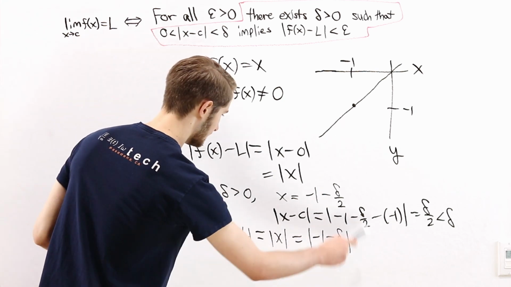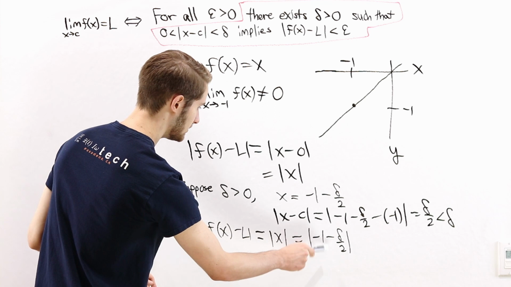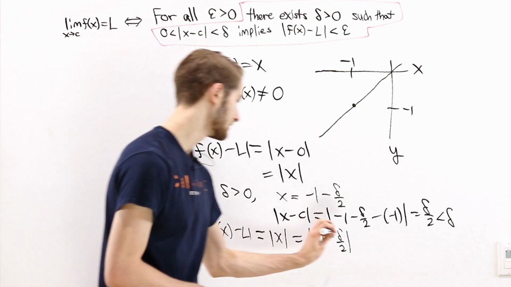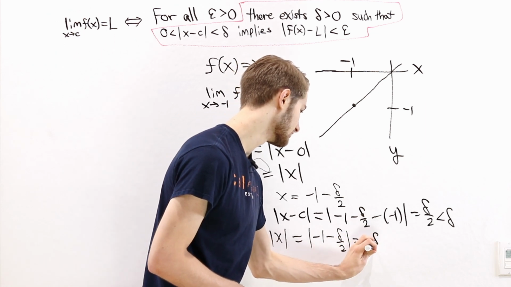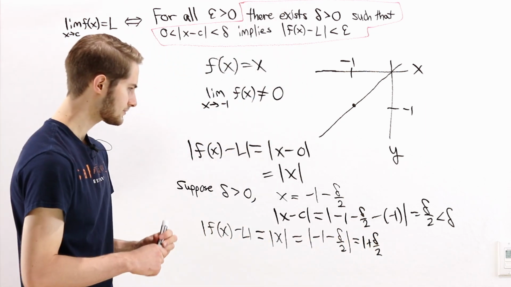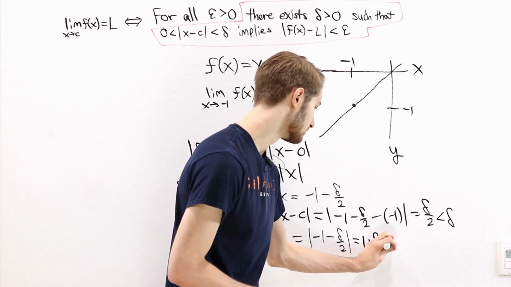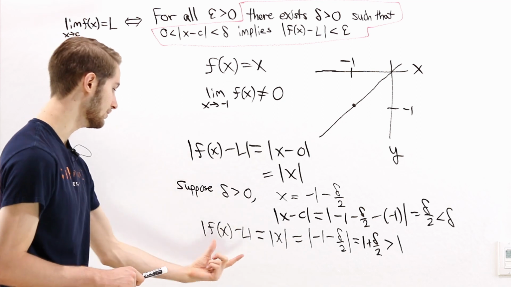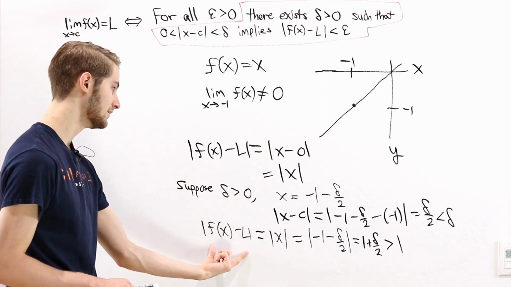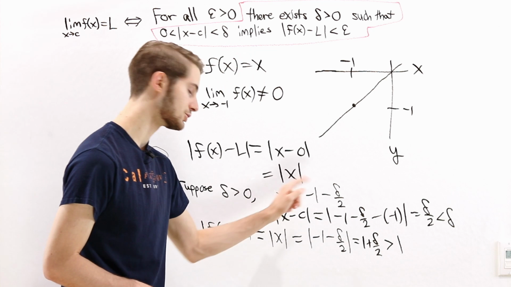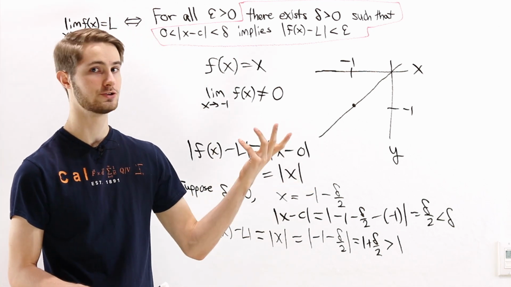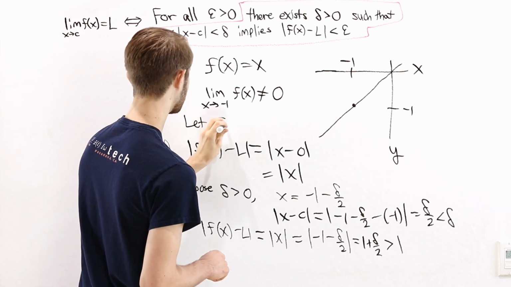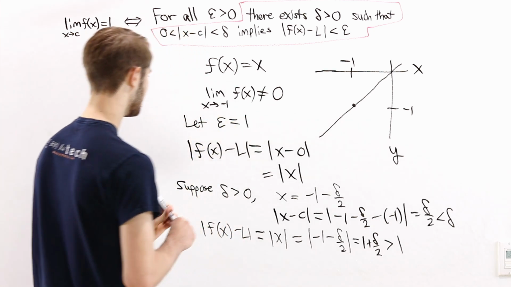Well, this thing right here, the absolute value of -1 minus delta over 2. Because delta is positive, we can write this as 1 plus delta over 2. And this is always going to be greater than 1. So because we now know the distance from f of x to L is going to be greater than 1 for our choice of x, we can go back and choose the value of epsilon. So now we say, let epsilon equal 1.